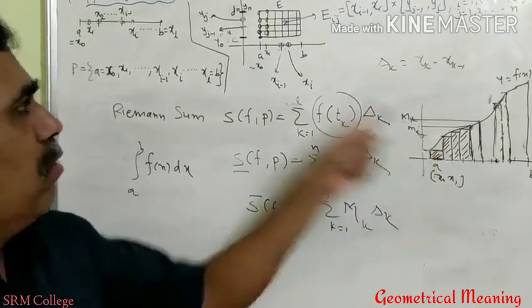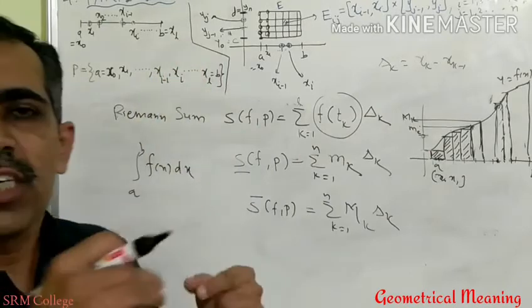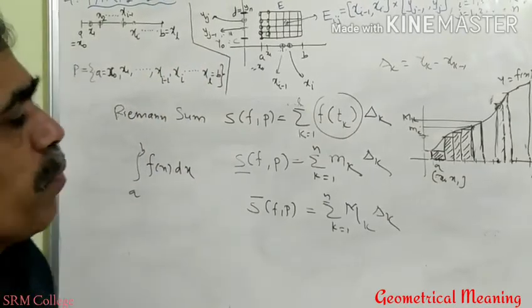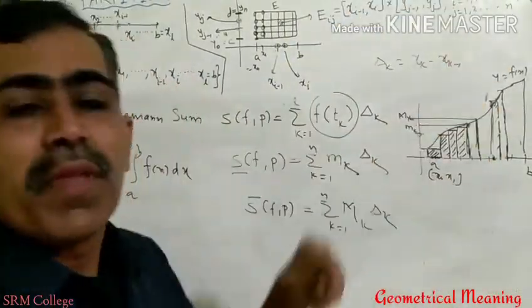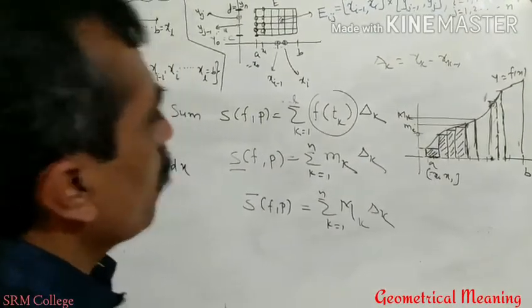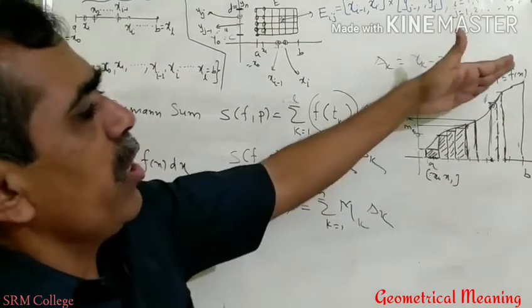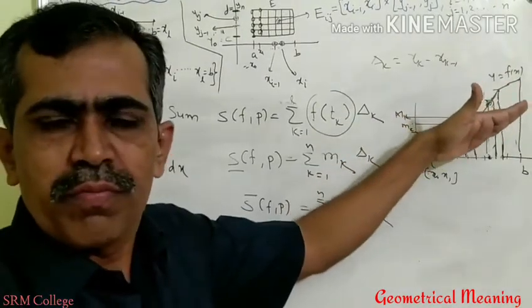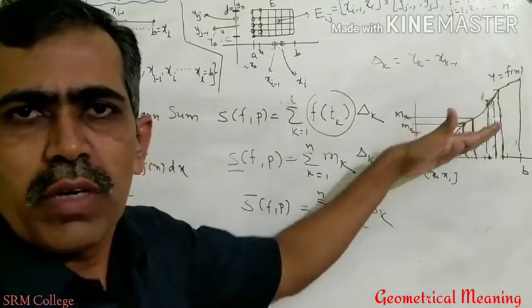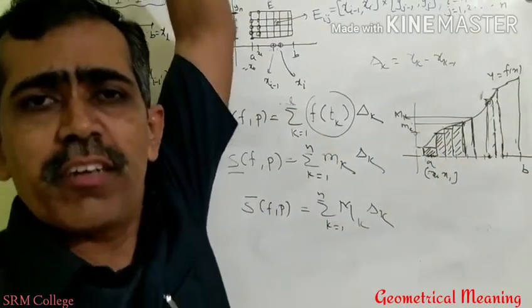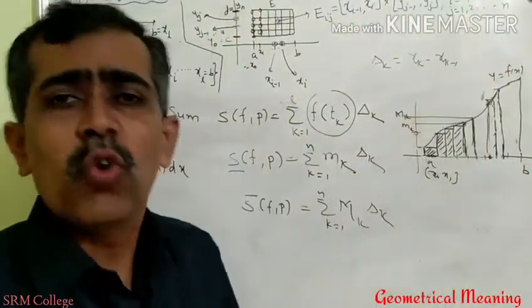As here L tends to infinity, the norm of the partition will tend to 0. So refinement of a partition decreases the upper sum. So this is the geometrical meaning of lower sum and upper sum. Now see, if I want the actual area under the curve, then the lower sum should go on increasing and the upper sum should go on decreasing.